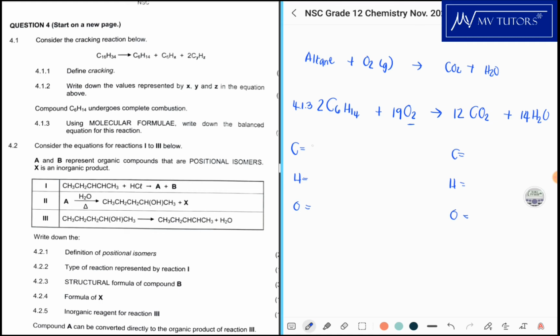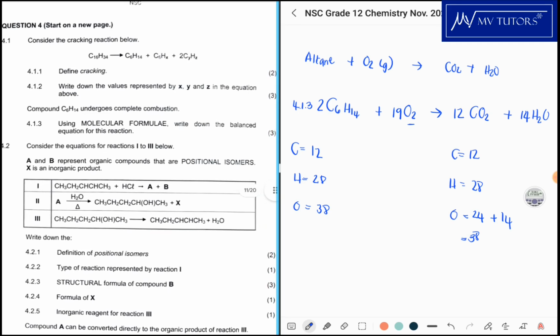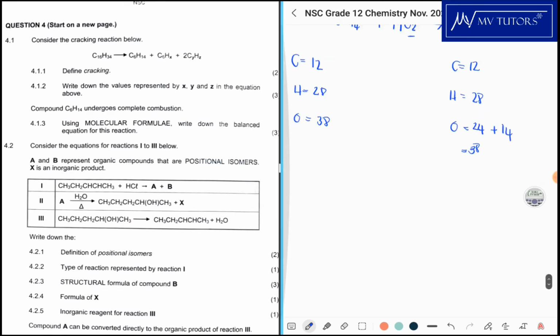So carbon, I have 12 over here. This side I have 12 as well. Hydrogen, I have 2 times 14, which is 28. And on the other side, 14 times 2, that's also 28. Oxygen, I have 19 times 2, which is 38. And then on the other side, I have 12 times 2, which is 24, plus 14. So that is 38. Okay, then I'm glad this is balanced. How many marks? 3 marks. I think that is fair.